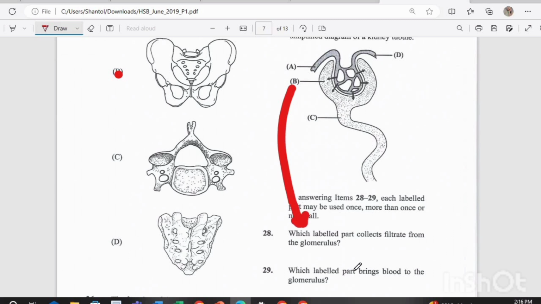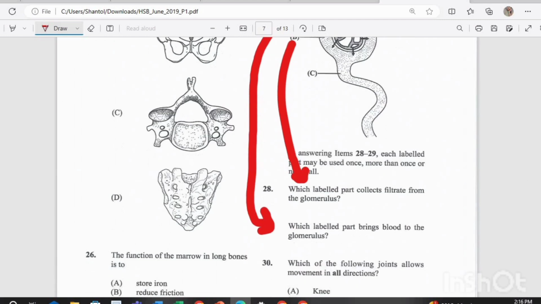And then it says, which part brings blood to the glomerulus? As I said before, this is the glomerulus, and the part that brings blood to it is A. So 28 is B, but 29 is A.